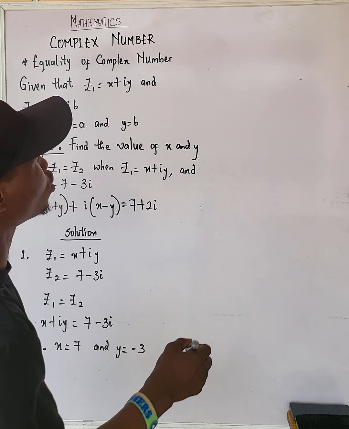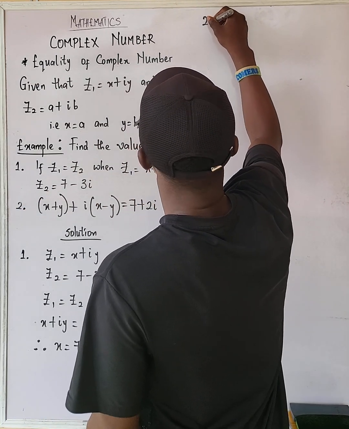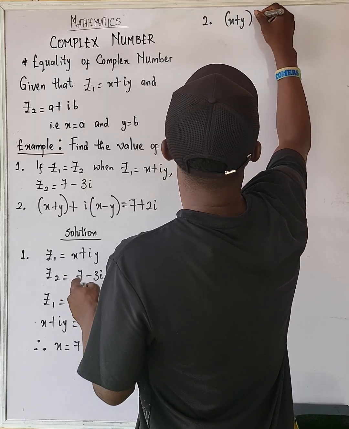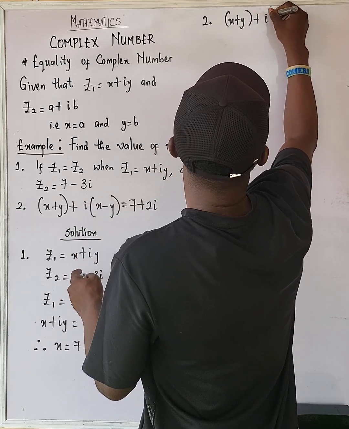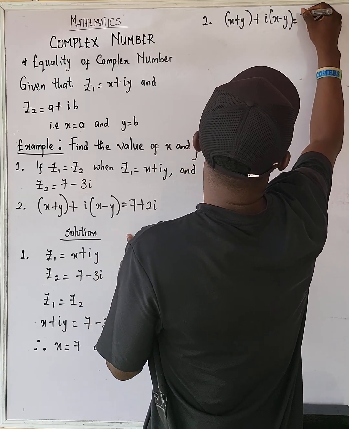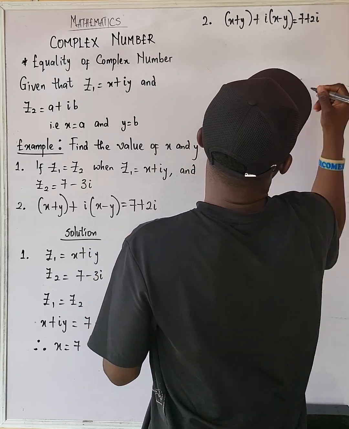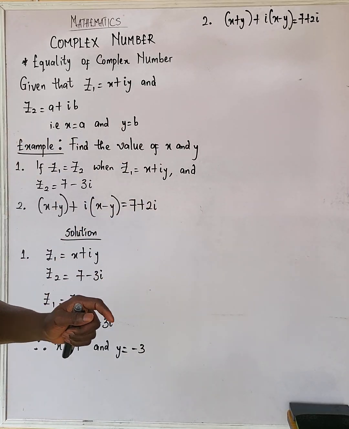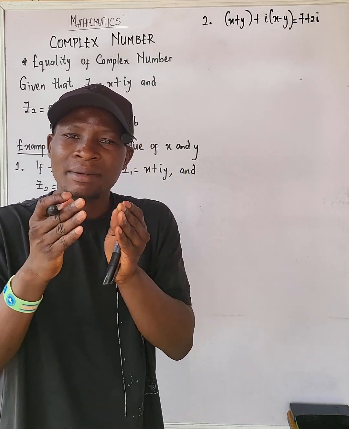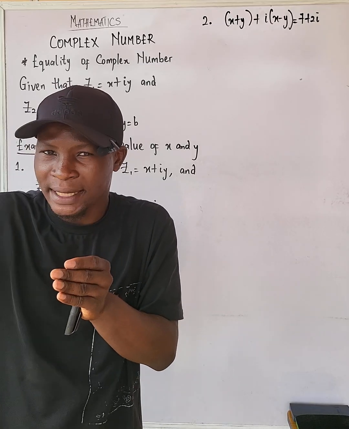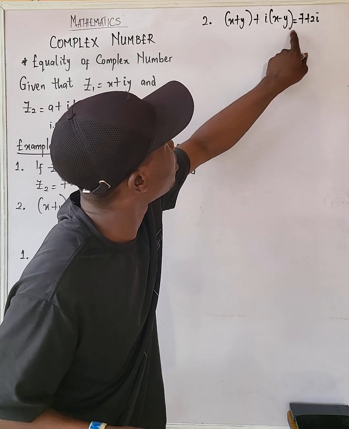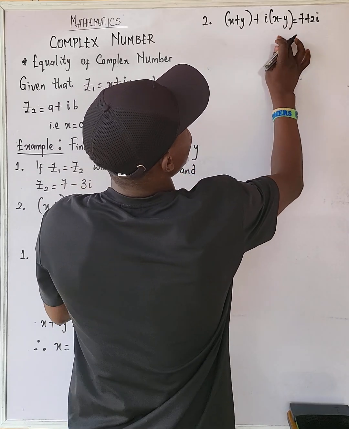Now, going to question 2. Question 2 says we're given x plus y, then plus i times the bracket x minus y, equals 7 plus 2i. Now, we're given this question. Don't forget the real part is the one without i, while the imaginary part is the one with i. Please don't forget. Look at this part. This is the left hand side, this is the right hand side.